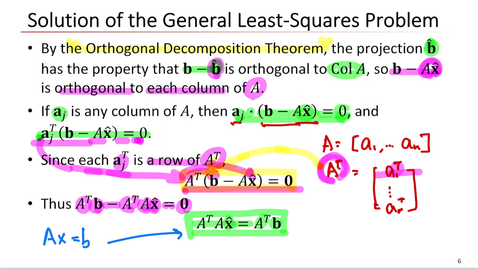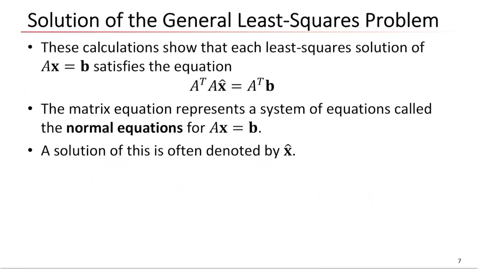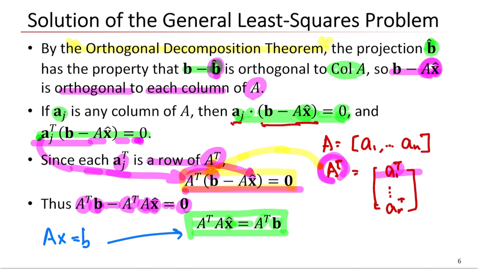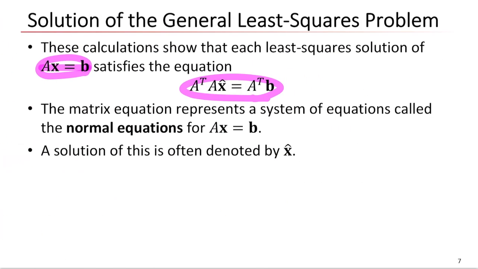Following this kind of explanation, right? Then this calculation shows that each least squares solution of Ax = b satisfies this equation, right? This least squares solution is the same as the solution of this equation. So this matrix equation represents the system of equations called the normal equation for Ax = b.